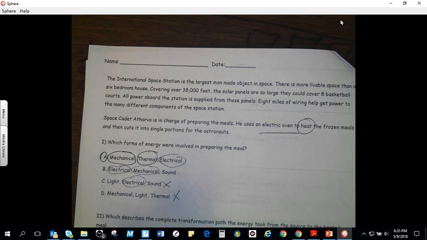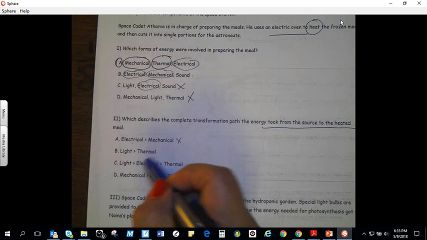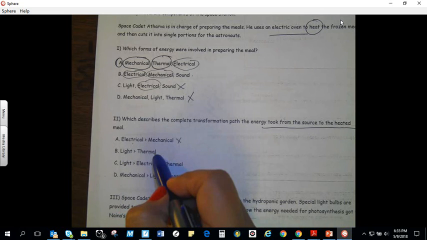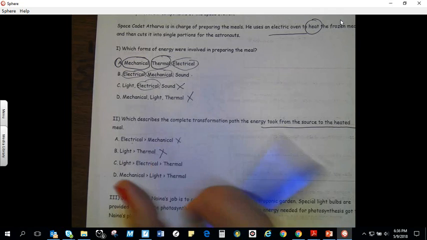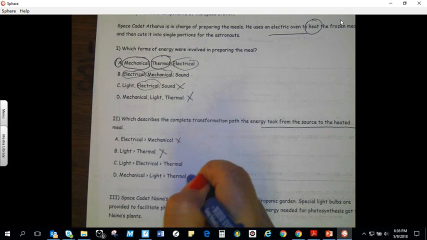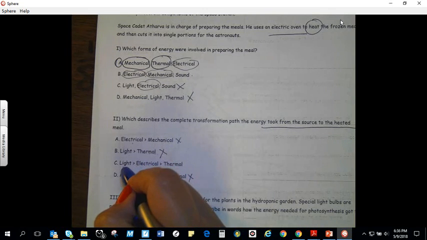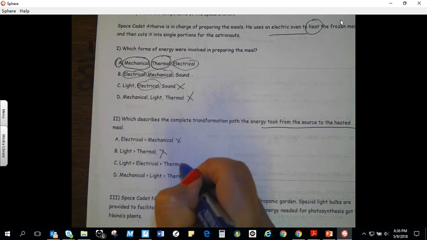Okay? So it went from, oh, I'm so sorry about that. It wouldn't go from light to thermal, from light to heat. You missed something there, so that won't work. So you go from mechanical to light to heat. Because we forgot the electrical part. We go from the light to electrical to thermal, because it gives us the heat. So this would be the best answer.